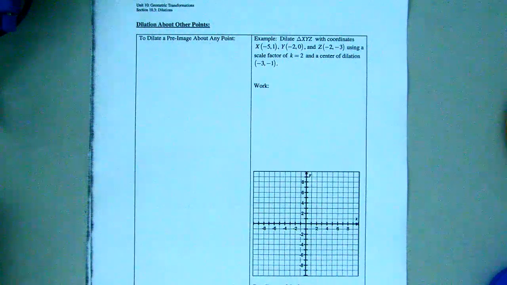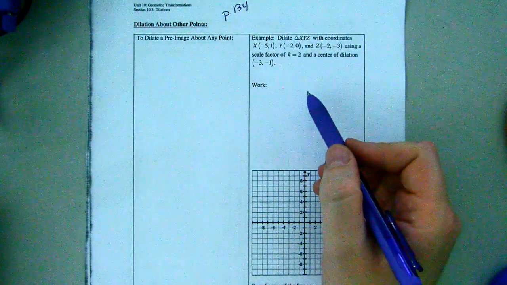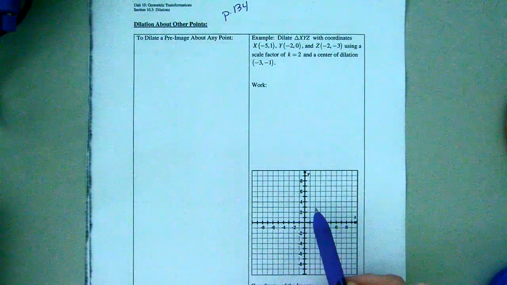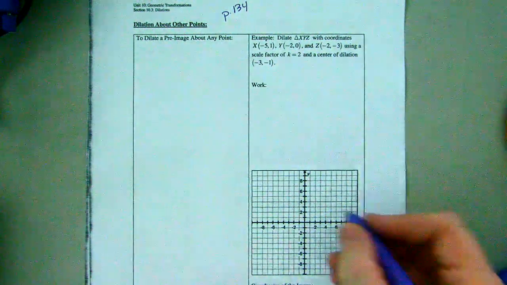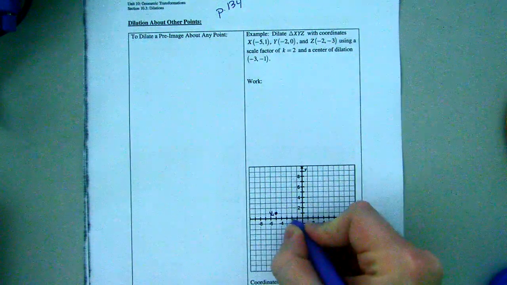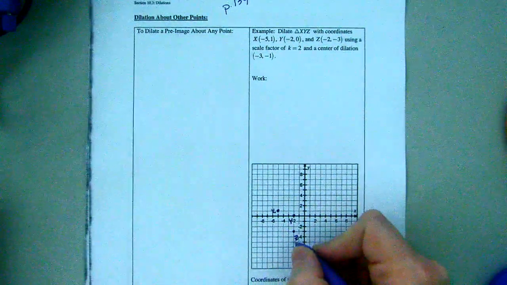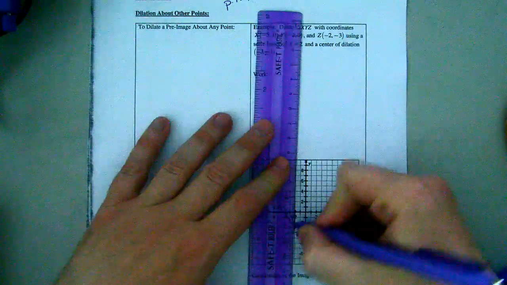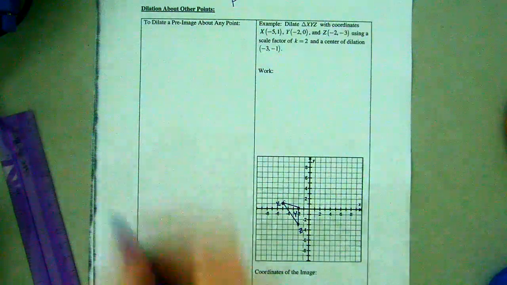The first thing I want you to do, so we're on page 134 in the notes. Can you take a moment, pause the video, and just plot your pre-image triangle on that grid? Pause the video and go do that. I'm going to do it quickly. Should look like that for the pre-image.